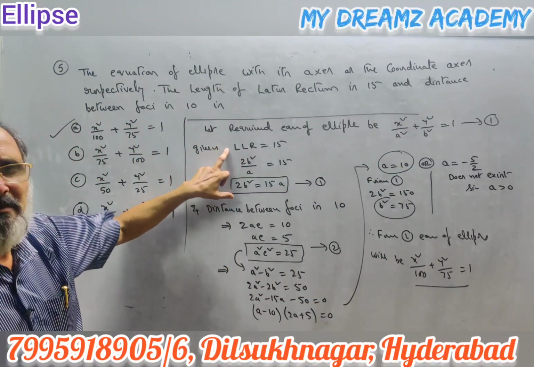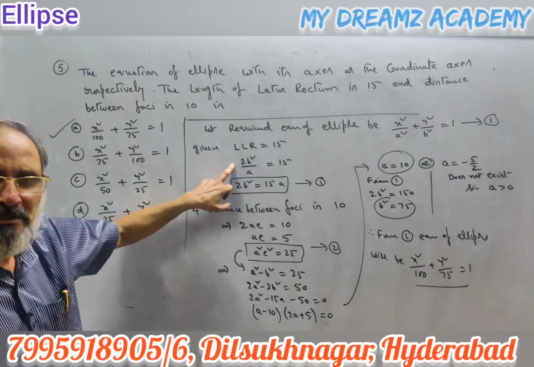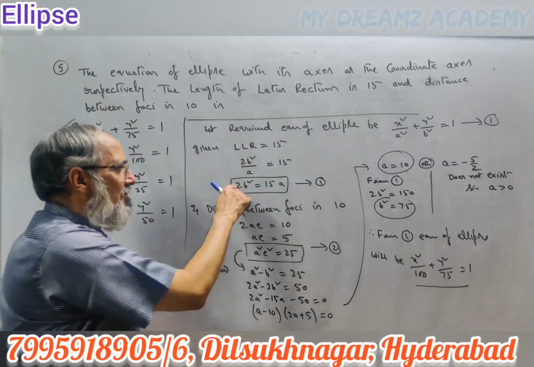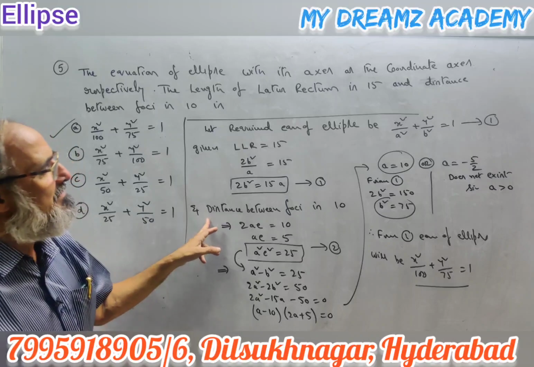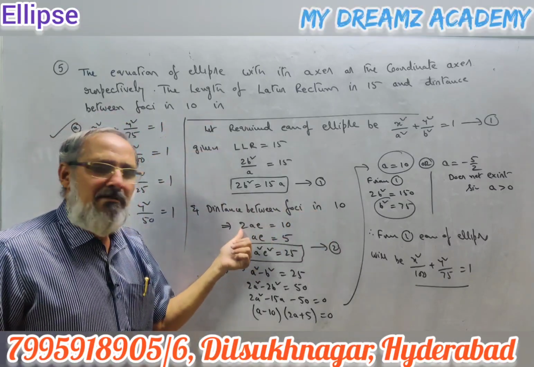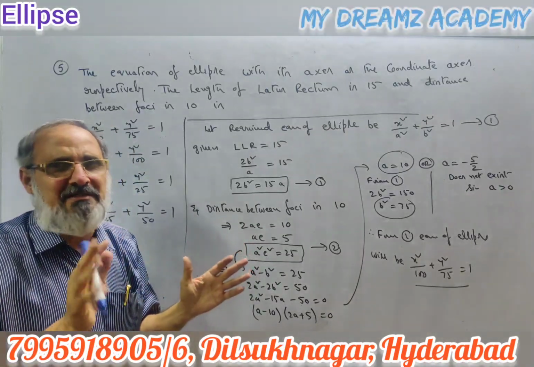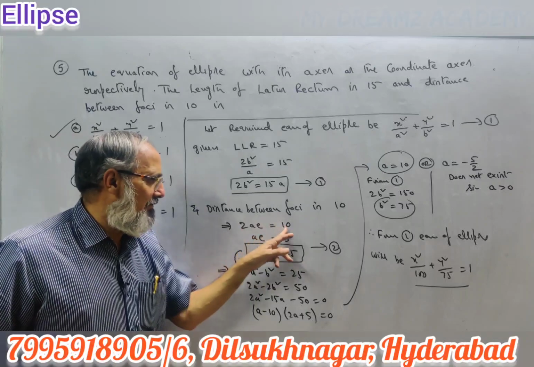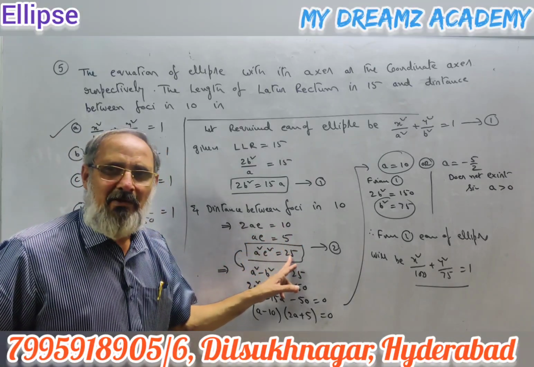Now, take the conditions one by one. The length of the latus rectum is 15, LLR is 15 in the data. The length of the latus rectum is 2b square by a, which is 15. From this, 2b square equal to 15a, one condition completed. Second, the distance between foci is given as 10 units. Because the foci are plus or minus ae, 0, the distance between foci SS dash is 2ae equal to 10. From that, ae equal to 5, a square e square equal to 25.